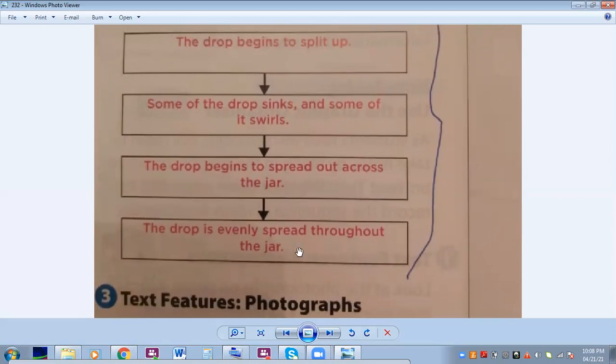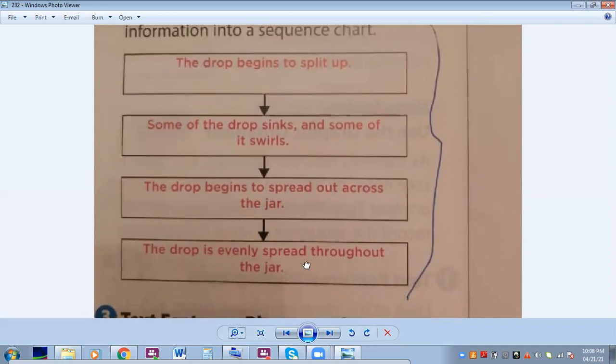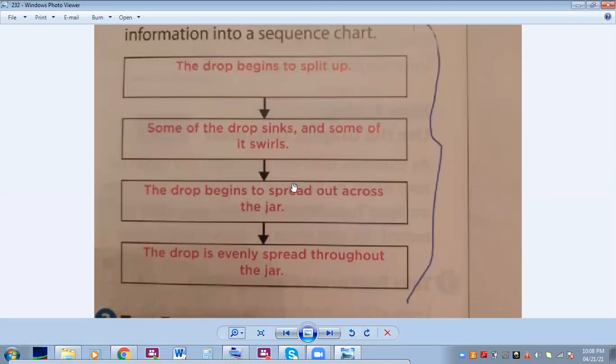It has mixed with and dissolved into the water that is in the jar. Okay, these are the steps in the correct sequence. Read page 430, see where we got the information from and how it's listed in the correct order in sequence in the writing, okay?